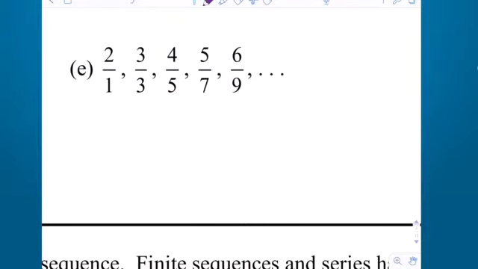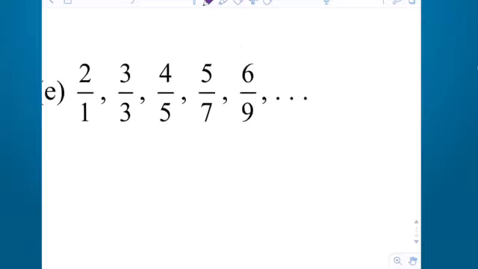Let's do these first. We'll come back to it. 2 over 1, 3 over 3, 4 over 5, 5 over 6, 6 over 9. What would the next term be? 7 over 11. So this would be, again, the easy way. This is the recursive way. It looks like I'm just adding 1 in the numerator, and I'm adding 2 in the denominator. So if we're adding the same numbers both times, this is going to be some form of arithmetic.